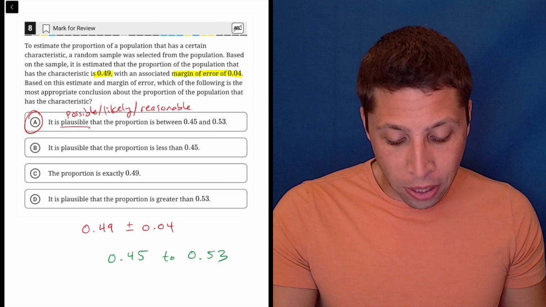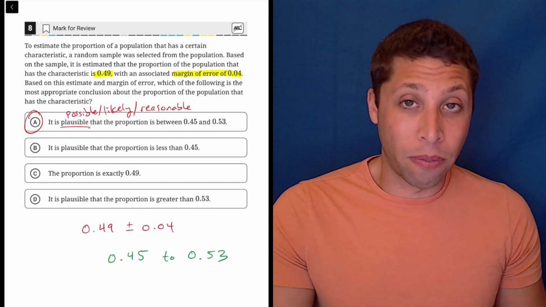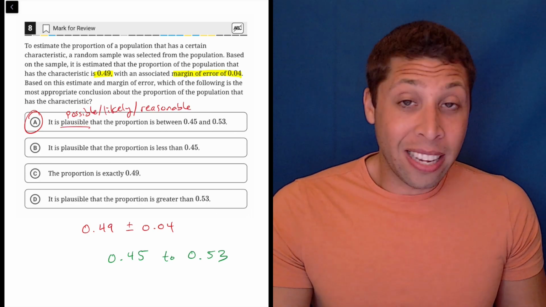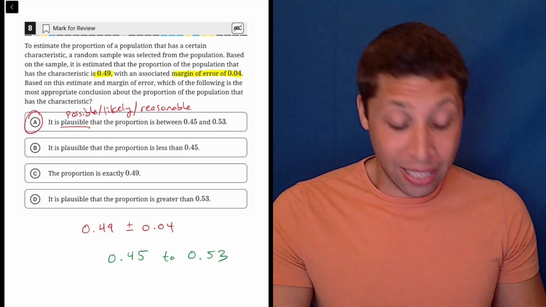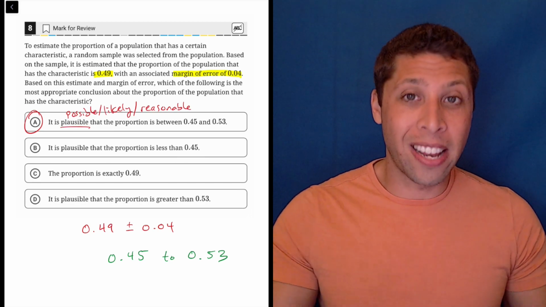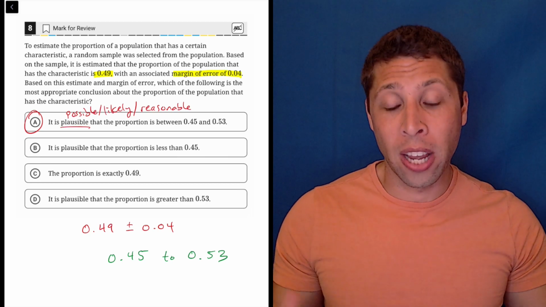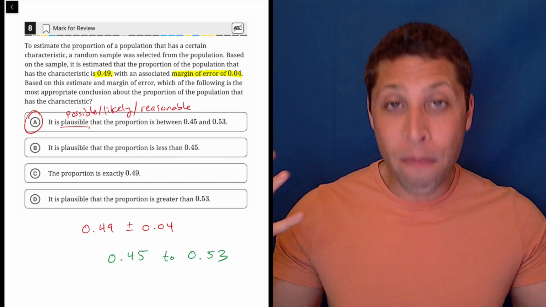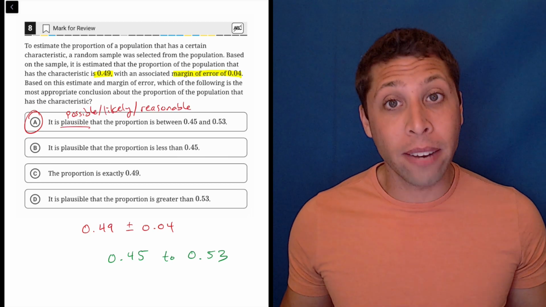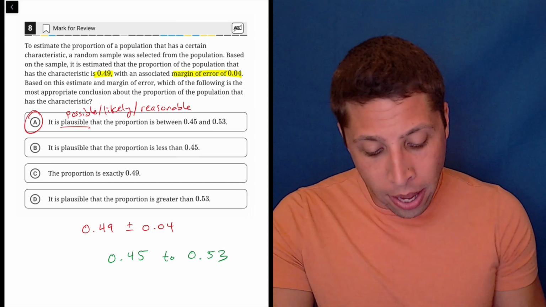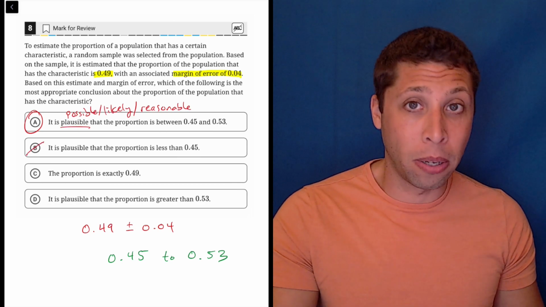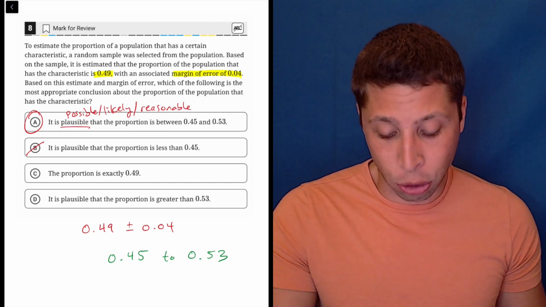It is plausible that the proportion is less than 0.45. Well, I mean, it's not impossible, but it's unlikely because a margin of error is not capturing every single possible mistake, but it is giving us a very wide range that statistically speaking is much more likely than the stuff outside of the range to be accurate. So this isn't necessarily impossible, but it's much less likely than choice A.